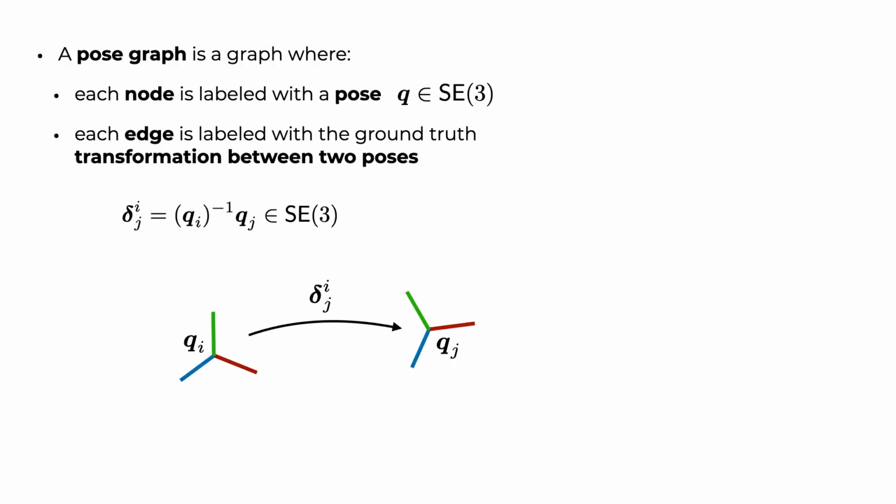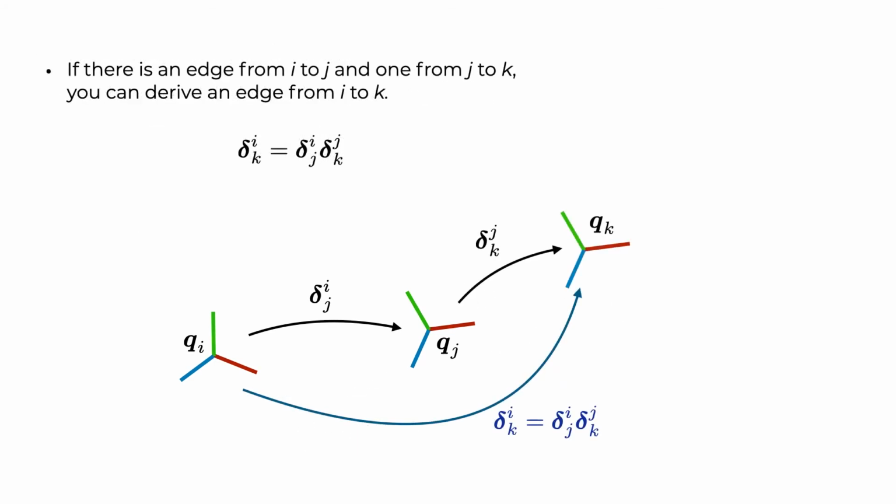In a pose graph, each node is labeled with a pose, an element of SE(3). Each edge is labeled with the transformation between the two poses. This is also an element of SE(3). Because of the properties of SE(3), if there is an edge from i to j with transformation delta ij, then there is an edge from j to i with transformation delta ji, which is the inverse of delta ij. Each node has a loop, which is equal to the identity. If there is an edge from i to j and one from j to k, there is also an edge from i to k, and the transformation is just the product of the transformations.